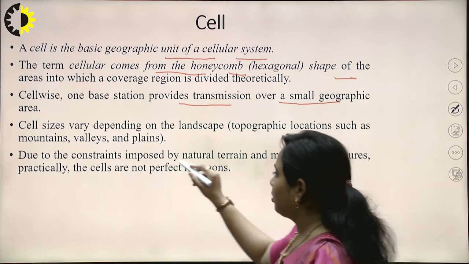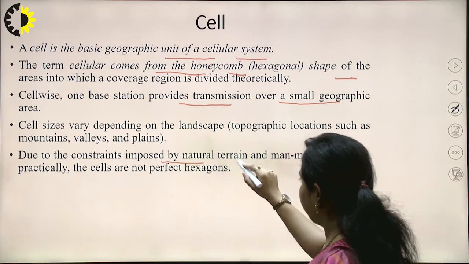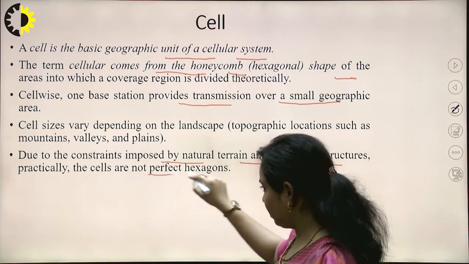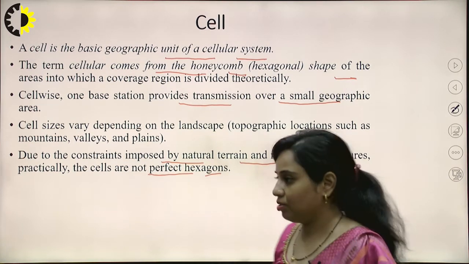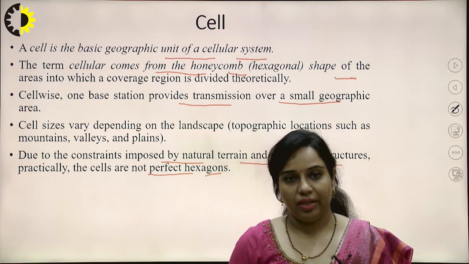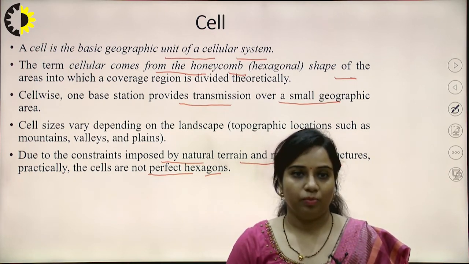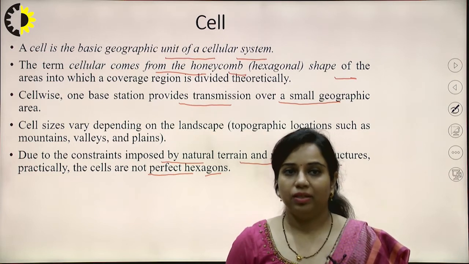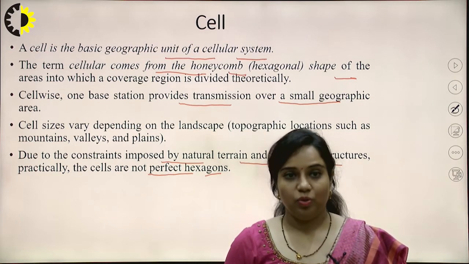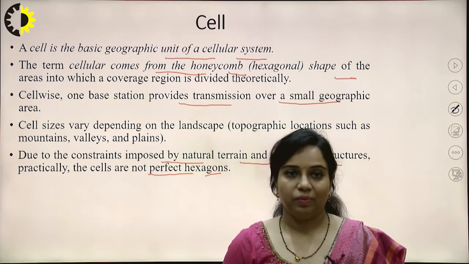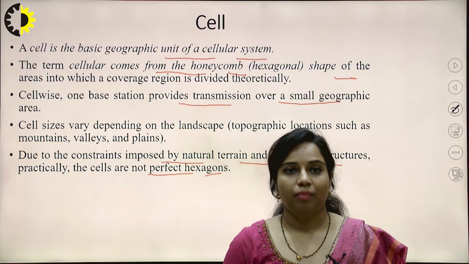Now, due to the constraints imposed by natural terrain and man-made infrastructure, practically the cells are not perfect hexagons. Dividing an area into perfect hexagons every time is not possible, because mountains, valleys and plains may occur in between, on the boundary of the cell. So that's why perfect hexagons are not possible.